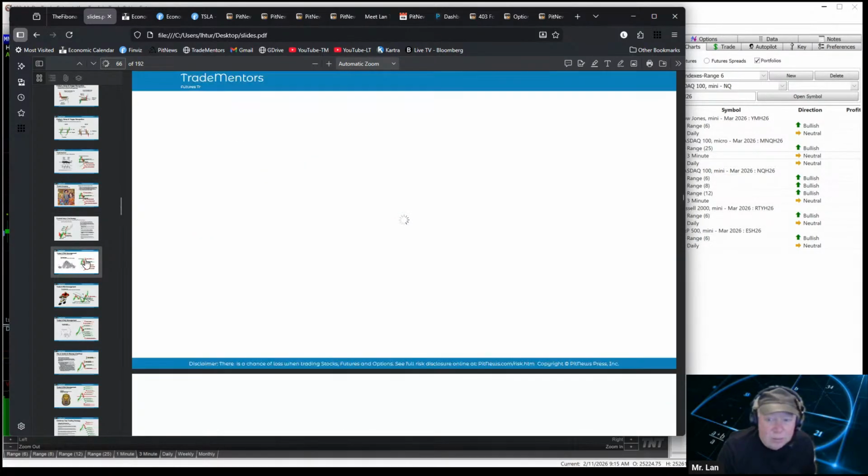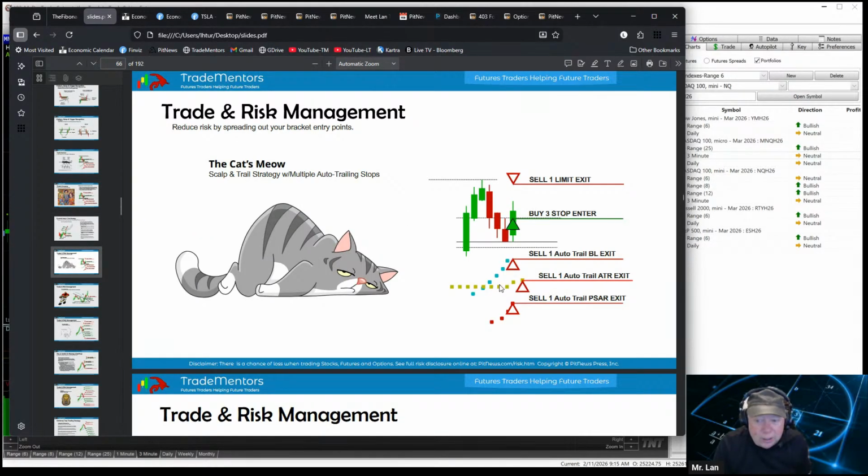See the cat's meow? What we do is we have multiple little dots here, and these little dots are our stops. And so you get in with like 3 contracts and put your stops on each one of the dots. So then the market, if it stops you out on one, you still got 2 going. If it stops down your second, you still got your 3rd one going. But each one takes a different risk.